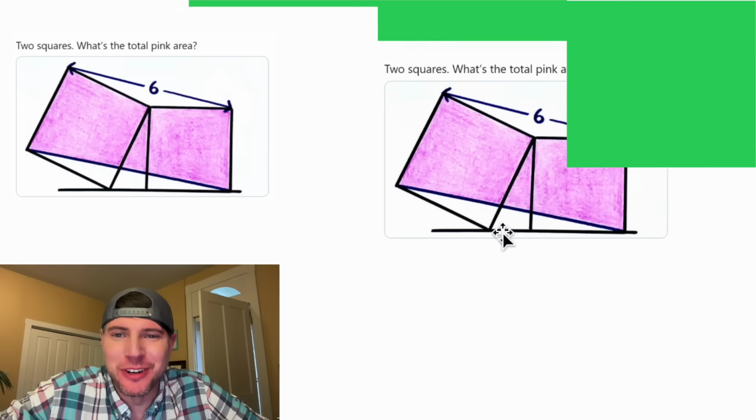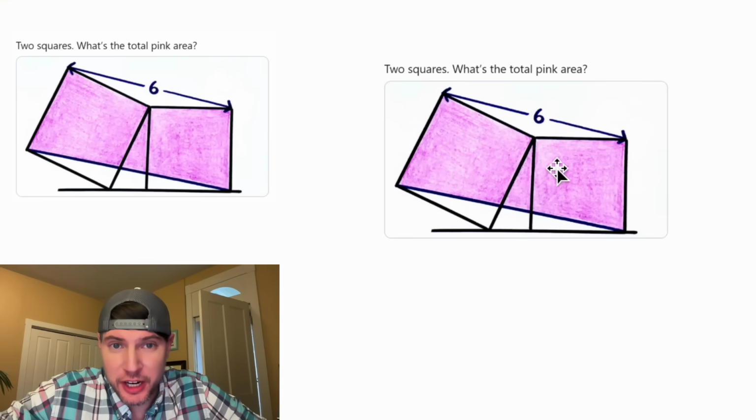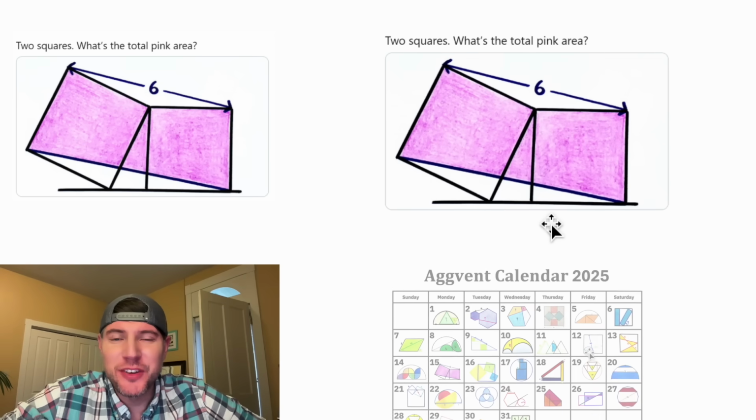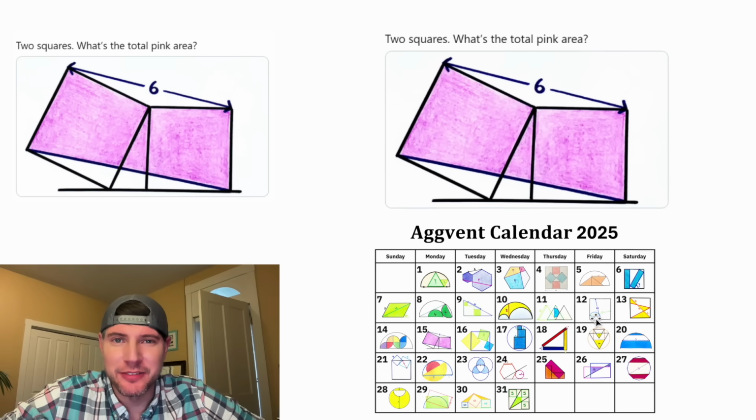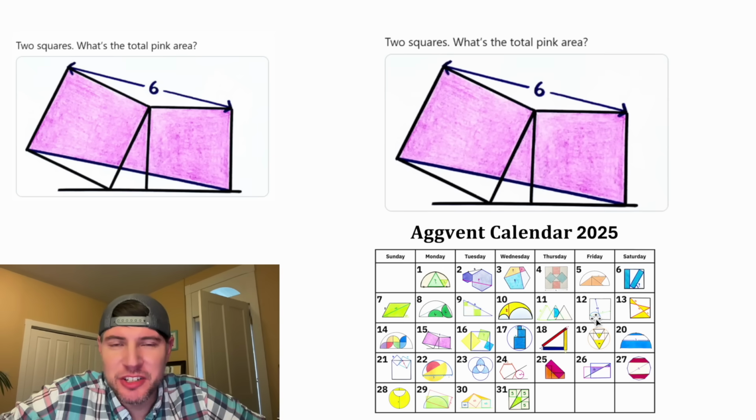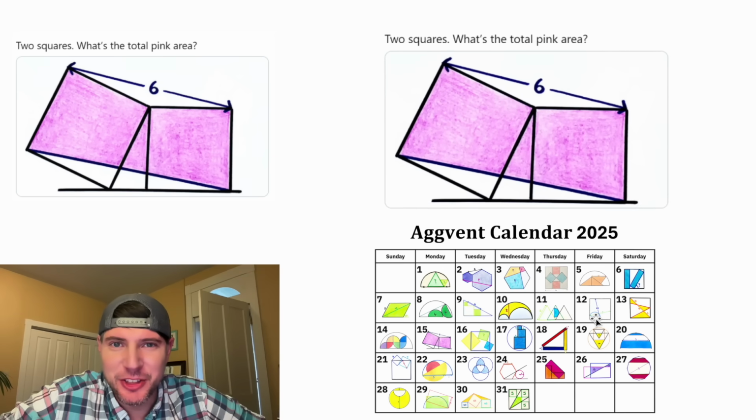Hey guys, this looks like a fun one. We're given two squares, and this distance is equal to 6. And it wants us to find the total pink area. This is day 15 of the 2025 Aggvent calendar. For the month of December, we're going to solve 31 Katrina Ag puzzles in 31 days.